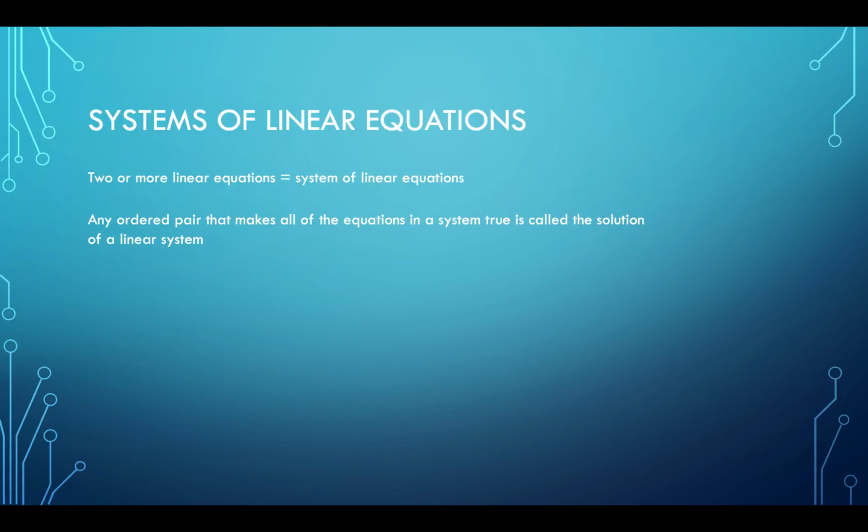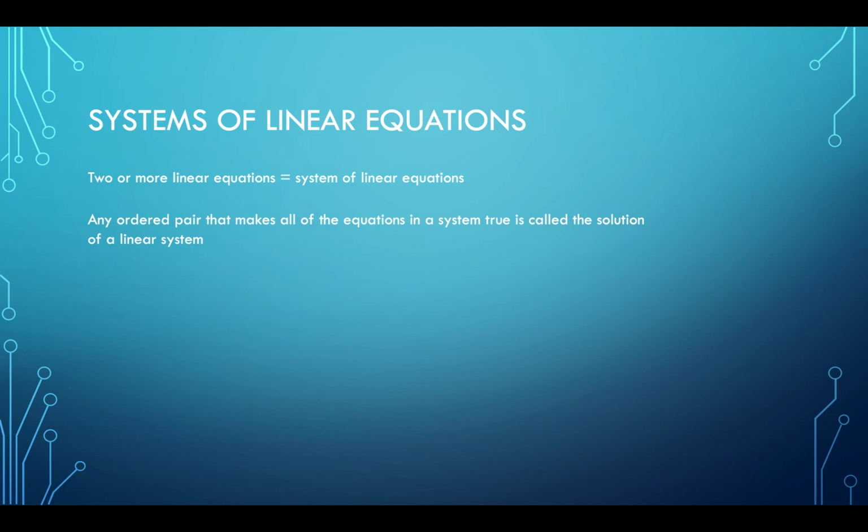The first thing we covered in chapter 6 was systems of linear equations. A system of linear equations is defined as two or more linear equations. How do you know if you have a linear equation? It's going to have the equal sign. Don't confuse this with linear inequalities. Those have the inequality symbols, and we'll talk about them in a little while.